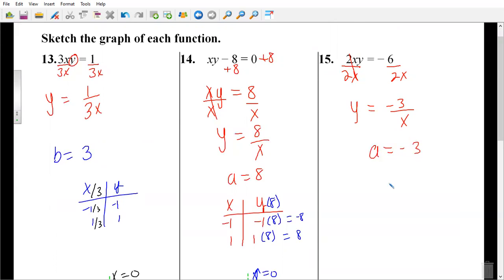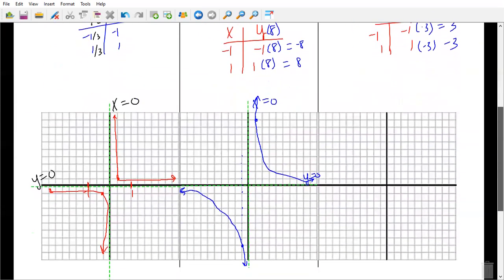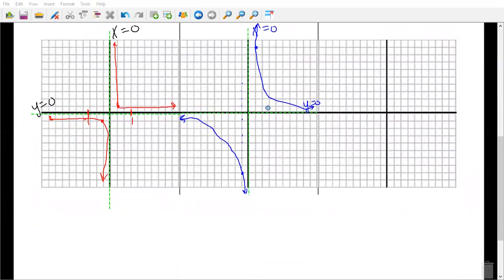So A equals -3. And again, our A affects who? Our Y's. So to each one of my Y values, I am multiplying them by -3. And that gives me +3 and -3. Were my asymptotes affected? No, they are still where they need to be at x equals 0, y equals 0. And wham, bam, we're so smart, we are done.